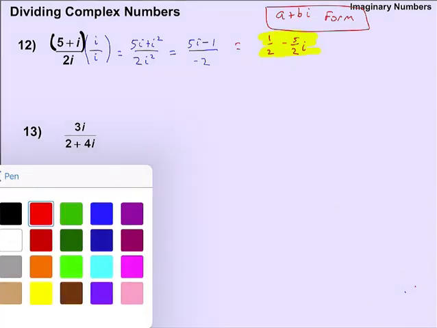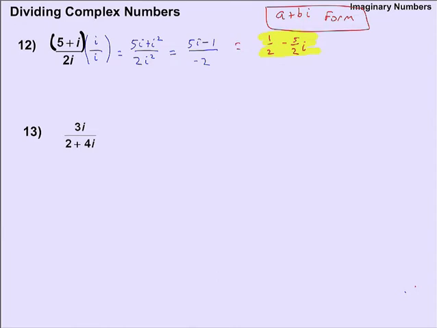For the next one, 3i over 2 plus 4i. Similar idea. We just don't like that i in the denominator. So we have to get rid of it somehow. But multiplying by i over i won't help in this case. Don't write this down in your notes because I'm about to erase it.